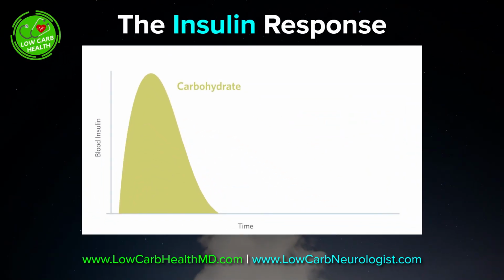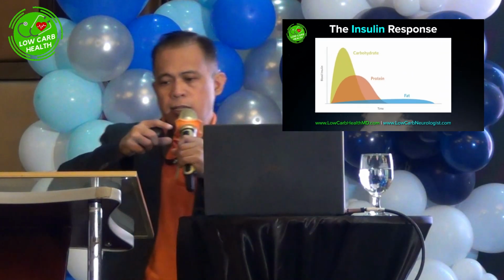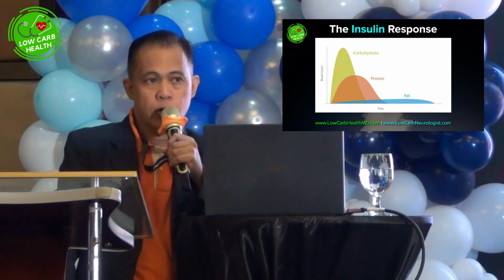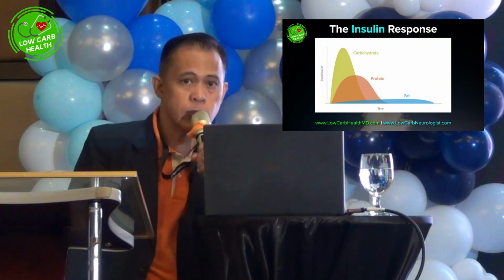Okay, so if we superimpose the 3 macronutrients, it's really carbohydrate that elicits the highest insulin response. Imagine eating carbohydrates the whole day and your insulin repeatedly goes up. You will eventually develop resistance to the effects of insulin.